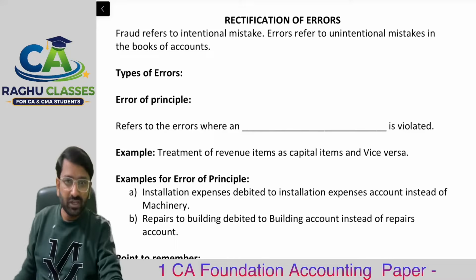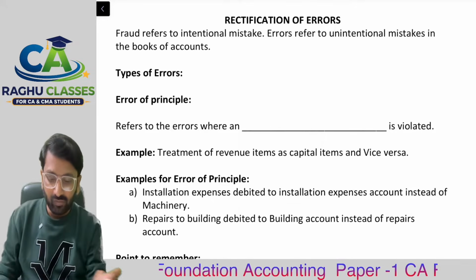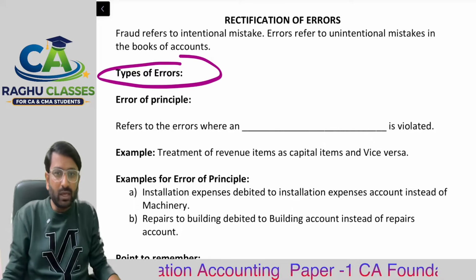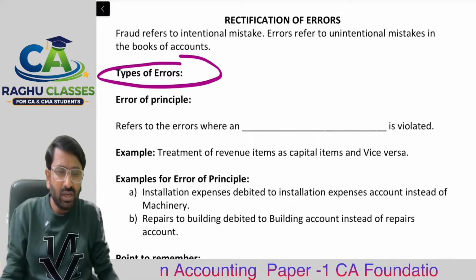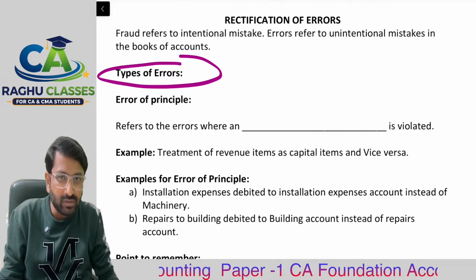Yeah, we'll move on to rectification of errors now. From an accounting point of view, we'll divide these errors into multiple types. First one is error of principle. We can call any error an error of principle if you're violating an accounting principle.